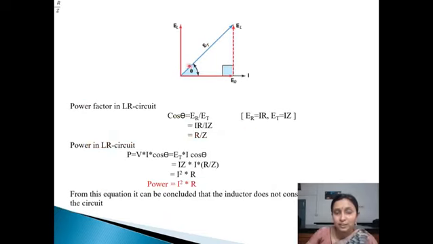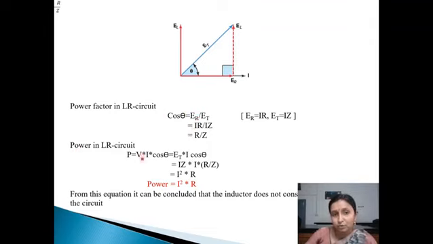So here angle theta is the phase angle, and cos phi denotes the power factor. From this triangle, cos phi is adjacent side by hypotenuse, that is ER by ET. So ER is nothing but IR and ET is nothing but IZ. From this cos theta is equal to R by Z. Here cos theta is nothing but the power factor.